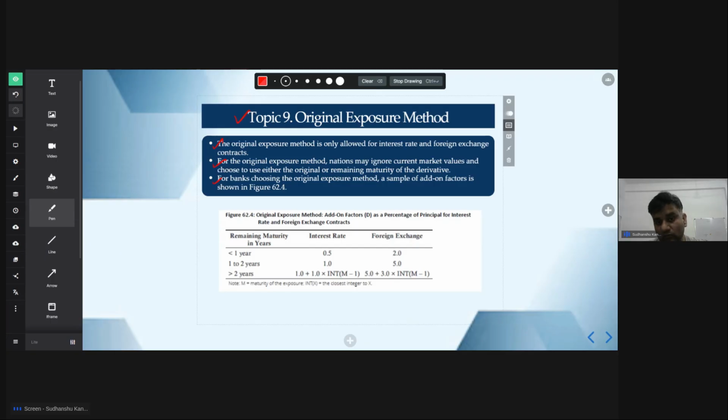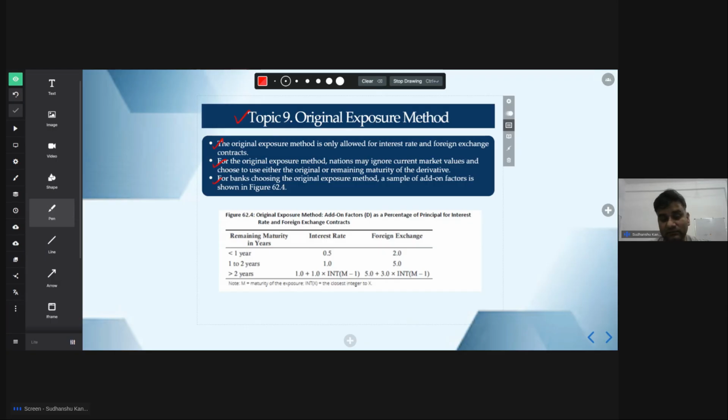There are key simplifications versus the current exposure method that we need to understand. The current market value V may be ignored. This is a major simplification to your CEA. Your CEA was max(V, 0) plus D into L. Here we have only the original or remaining maturity of the contract, which makes the method less risk sensitive. That is why it was gradually phased out.